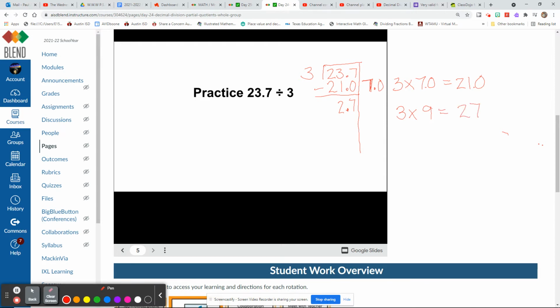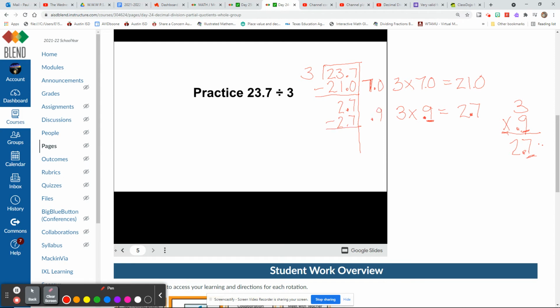Now, what could I do to this 9 to make a decimal point appear between the 2 and the 7? Well, if I put a decimal point right here, that's the same thing as one decimal place in our multiplication problem. Let's think about this. 3 times 9 tenths would be 2 and 7 tenths. So by multiplying 3 times 9 tenths, we get 2 and 7 tenths. So we're able to subtract.